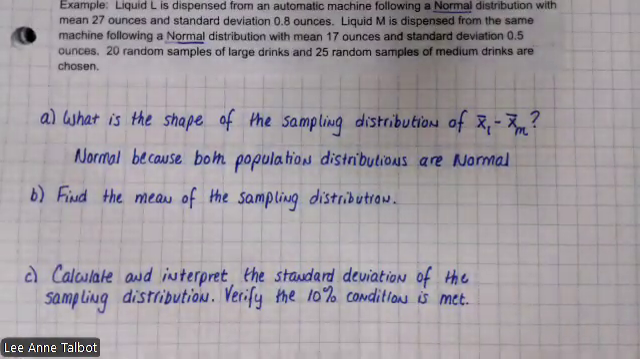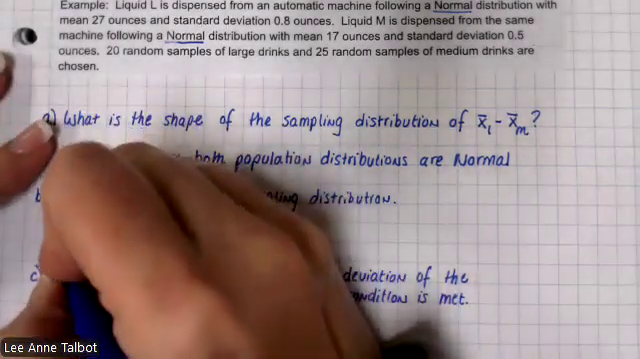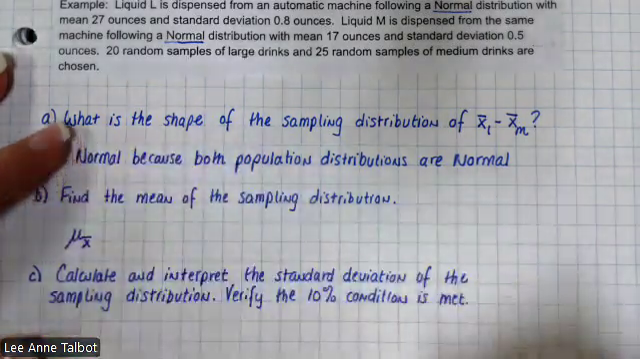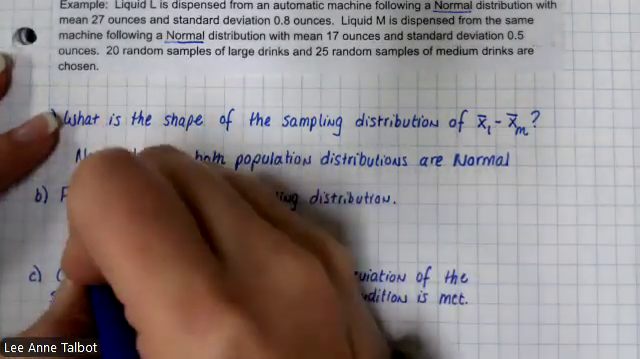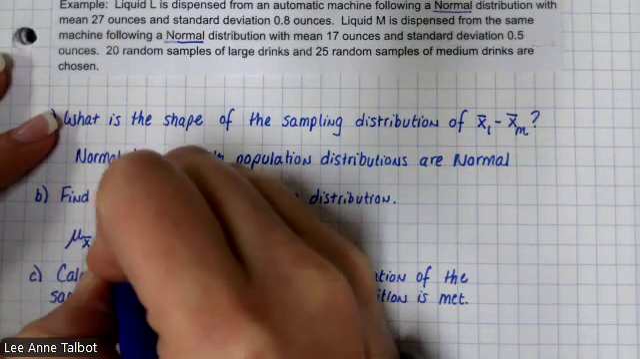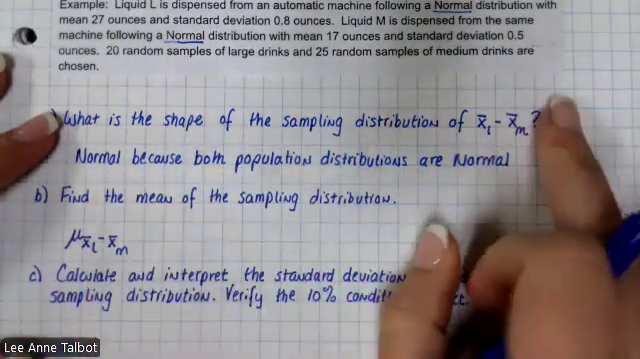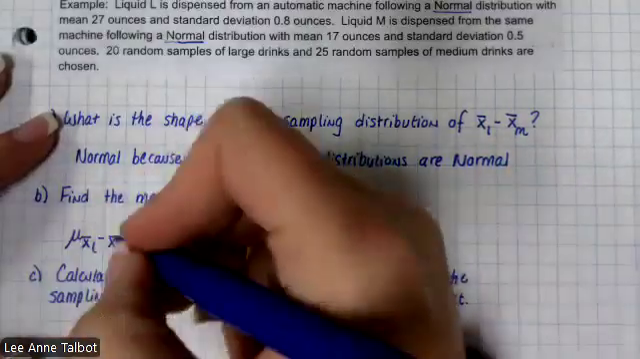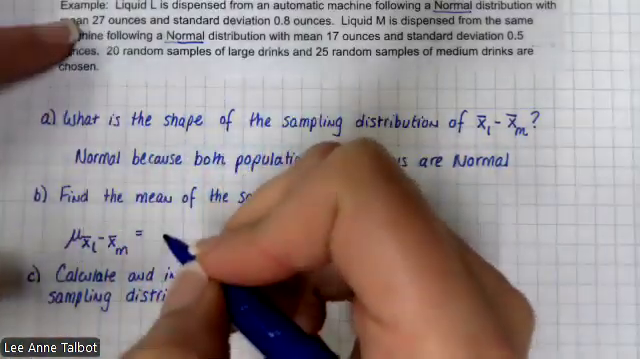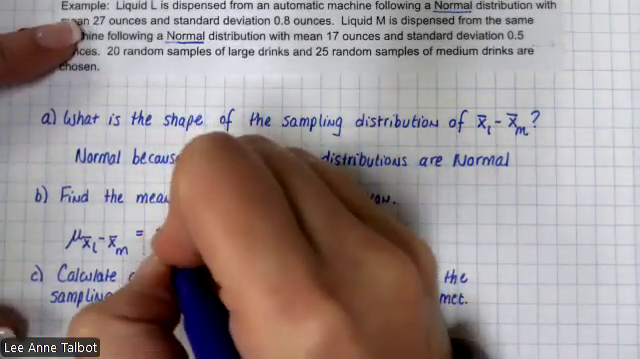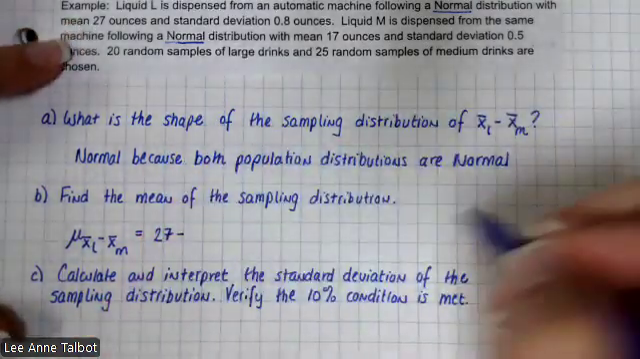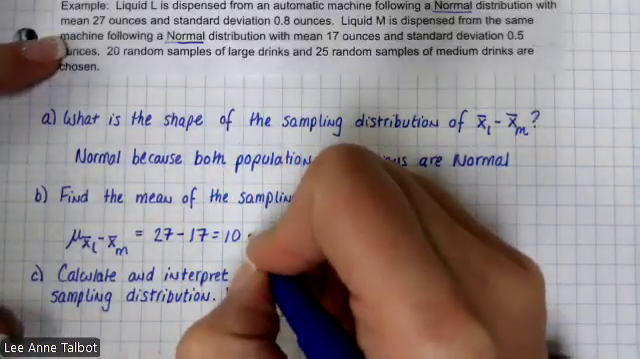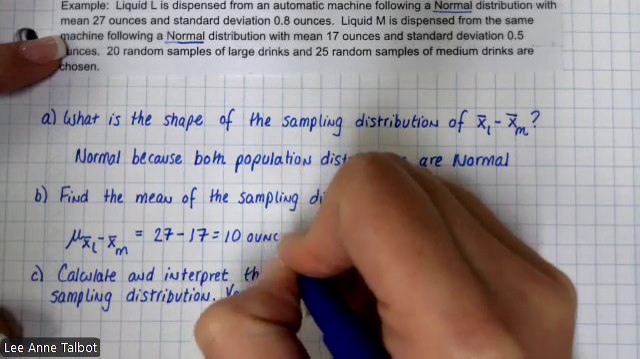Okay, anyway, find the mean of the sampling distribution. So mean of X bar L minus X bar M. I got these letters from over here, so it's telling you that it's large minus medium. So the large has a mean of 27 and the medium has a mean of 17. So 27 minus 17 is 10 ounces.